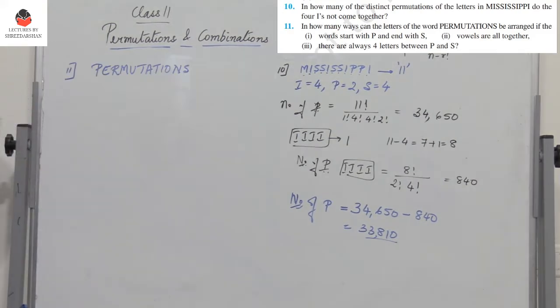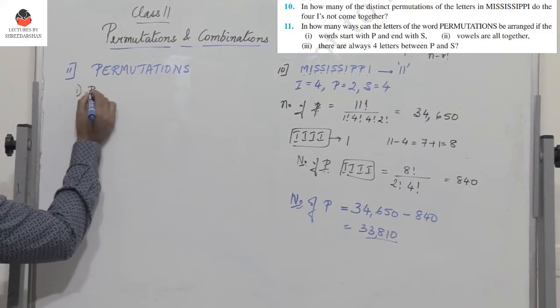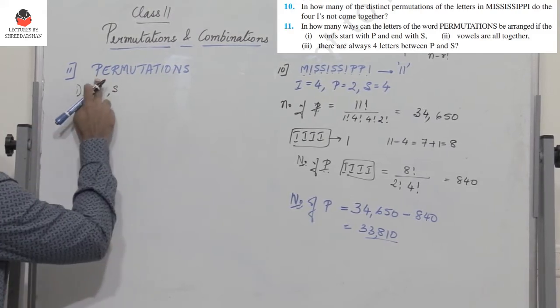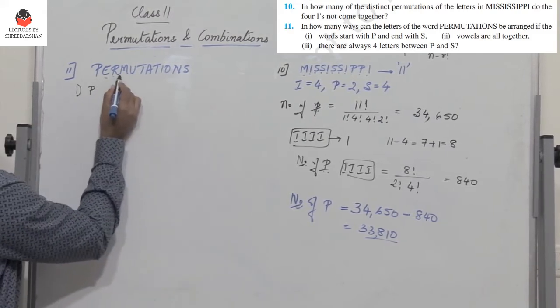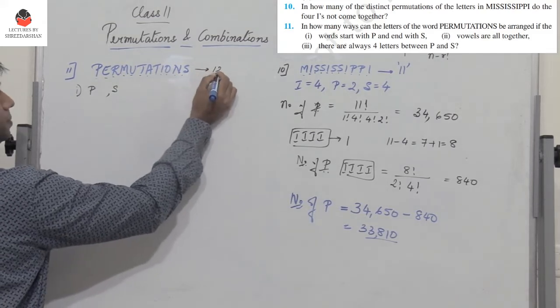So an interesting question. Question 11. In how many ways can the letters of the word permutations be arranged if the word starts with P and ends with S? So how many alphabets are there? 1, 2, 3, 4, 5, 6, 7, 8, 9, 10, 11, 12. There are 12 of them.